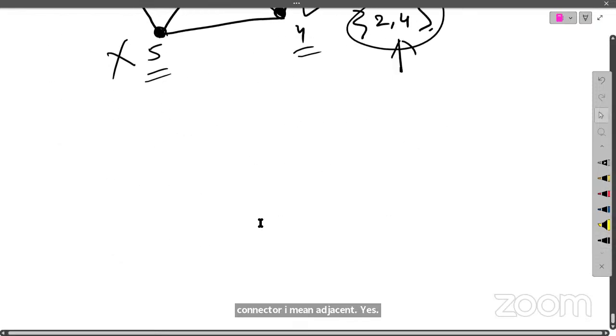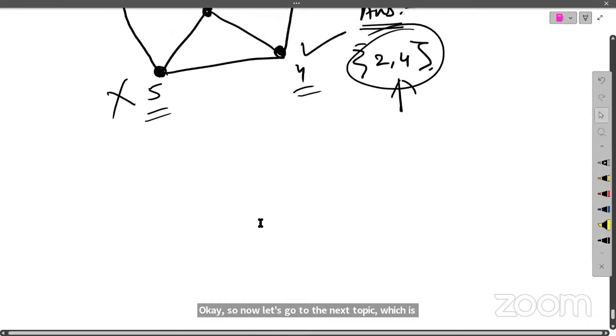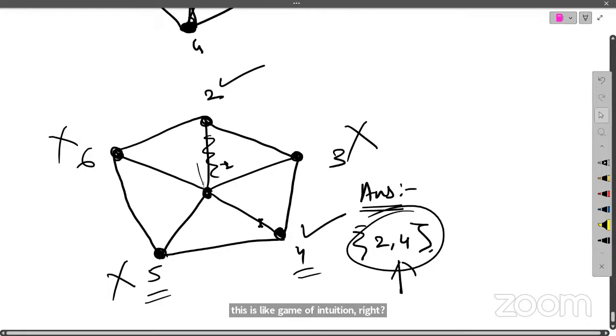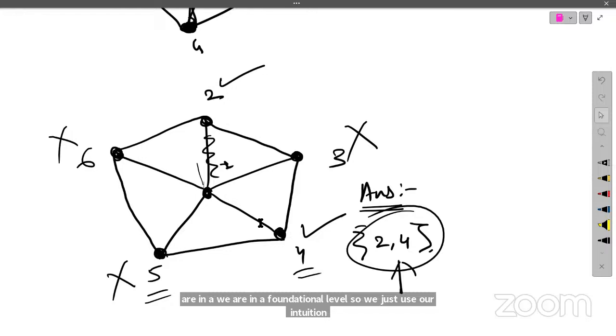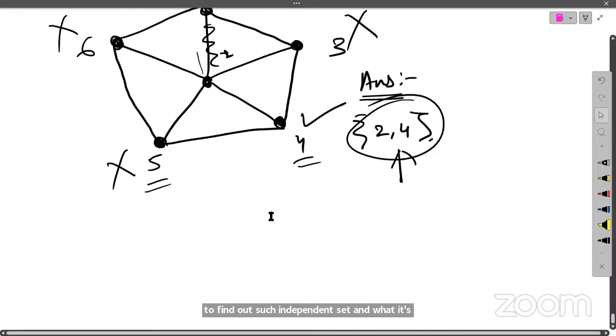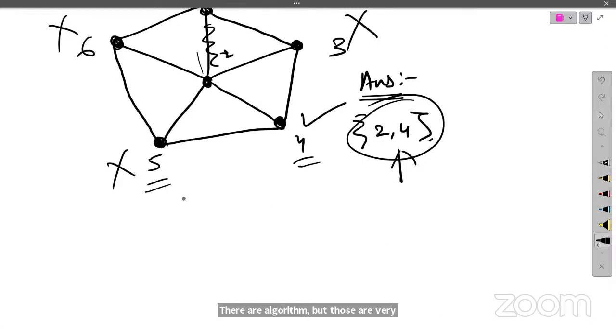Okay, so now let's go to the next topic, which is matching. This is like a game of intuition, right, ma'am? Plotting independent vertices on the graph. Yeah, you have to use intuition only, because algorithms are very advanced in this case for independent sets, vertex cover, matchings, and all those things. Since we are at a foundational level, we just use our intuition to find such independent sets and vertex covers. There are algorithms, but those are very tricky, so forget about them. Let's go to matching now.